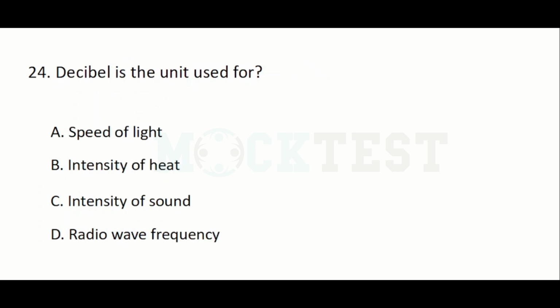Decibel is the unit used for: option A speed of light, option B intensity of heat, option C intensity of sound, option D radio wave frequency. Option C, intensity of sound. Decibel is the unit used for intensity of sound.